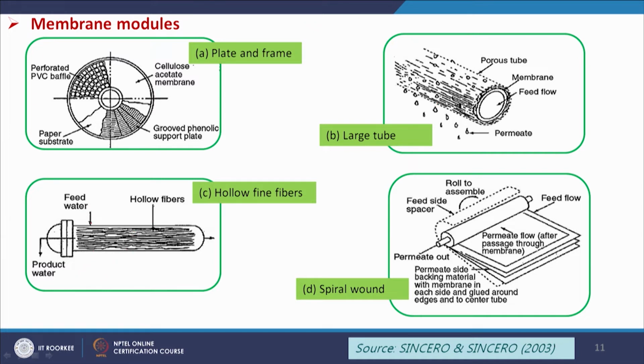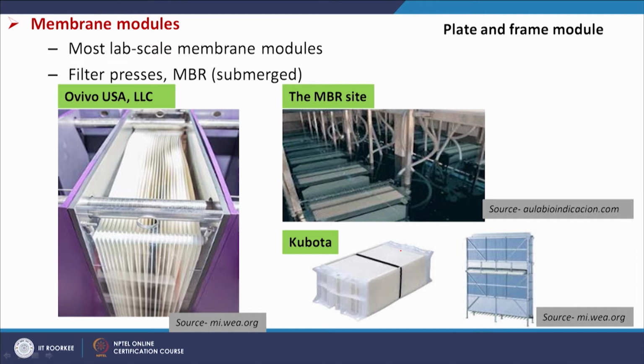Here the feed water is coming from the outside, so from the inner side we will be getting the product. And spiral wound, this is an example of spiral wound. Here the feed flows in that direction, and from the inner side we will be getting the permeate. These are the different permeate side backing materials with membrane on each side, glued around the edges and to the center tube. So, this is the permeate flow from the outside to the inner, and then we are getting the permeate from the inner side of it.